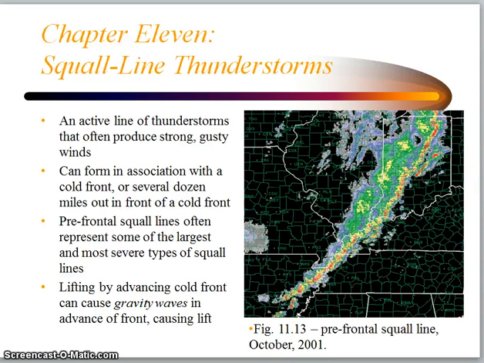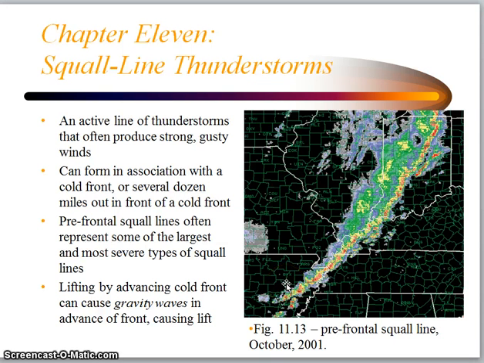Then there is something called a squall line thunderstorm, which is an active line of thunderstorms that often produce strong, gusty winds. And this is a composite radar image, many of the Weather Service radars put together in the mid-Mississippi Valley, of a squall line. Here's Illinois, here's Indiana. You can see Kentucky over here, Missouri over here, and there's Tennessee, and then there's Arkansas.